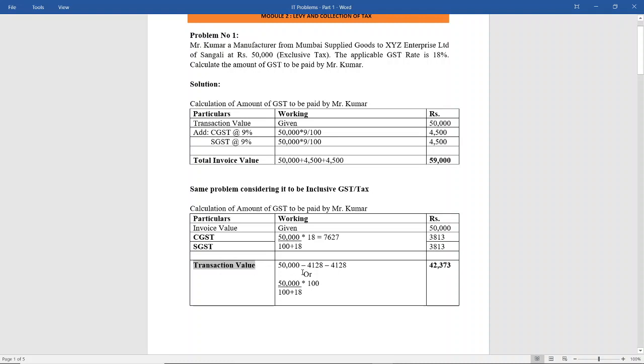Now the transaction value. Transaction value is nothing but, either you can subtract the tax amount from 50,000 and you will get the basic price, or we have the formula, that is amount inclusive of GST divided by 100 plus rate of GST, into 100. So out of this 50,000, 42,373 is your basic amount and 7,627 is your GST amount. The total is nothing but 50,000.